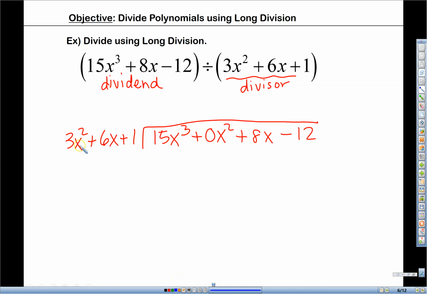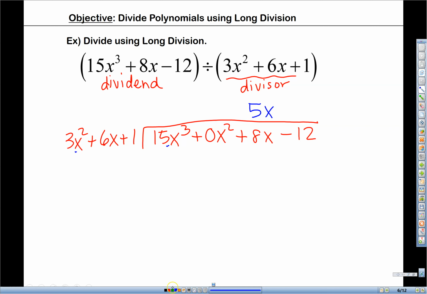We focus on our first term in the divisor, which is our 3x squared, and the first term in our dividend of 15x cubed, and we have to figure out what exactly times this 3x squared will equal exactly 15x cubed. So 3 times 5 is 15, and x squared times x would be x cubed. So we actually get a 5x. So I'm going to put it here over the x term. Line everything up with like terms.